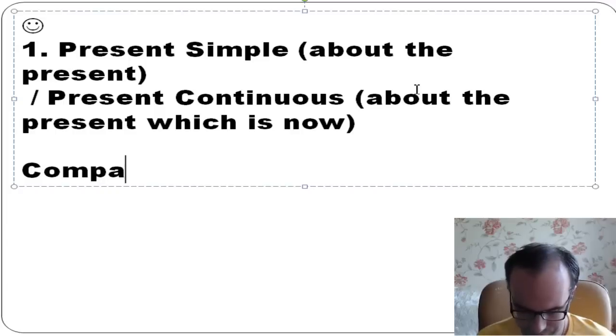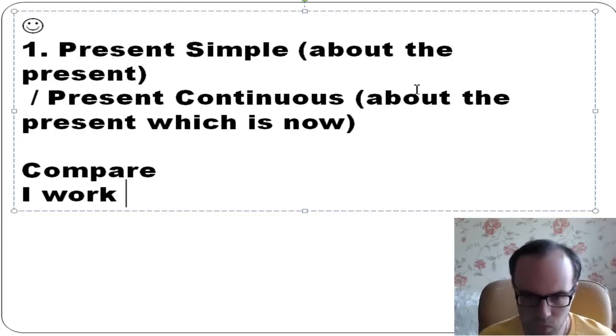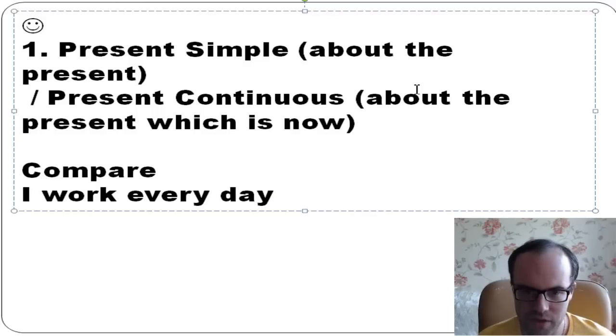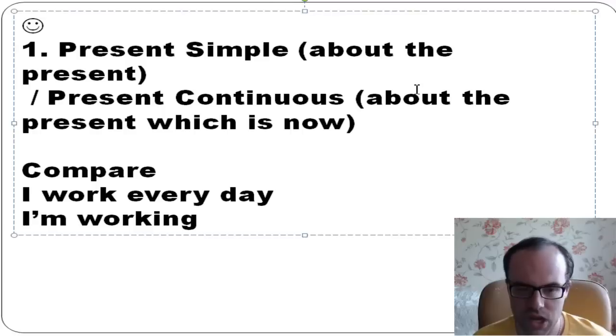Compare. I work every day, and I'm working. So you see, every day it means that I worked yesterday, I worked the day before yesterday, I will work tomorrow, I'll work the day after tomorrow, and so on.